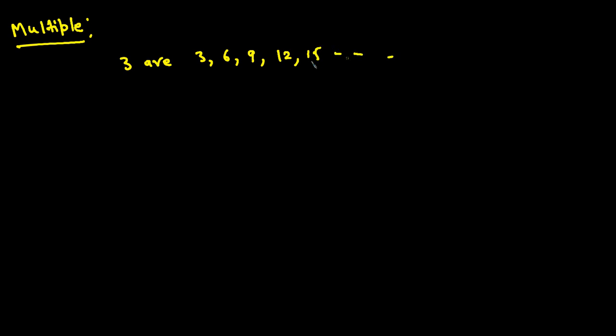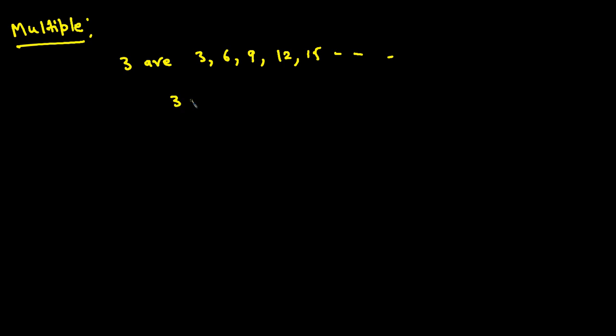So the next thing is multiples. What are multiples? A multiple of a number is the product of that number and another number. For example, multiples of 3 are 3, 6, 9, 12, 15, and so on. So 3 times 1 is 3, 3 times 2 is 6.